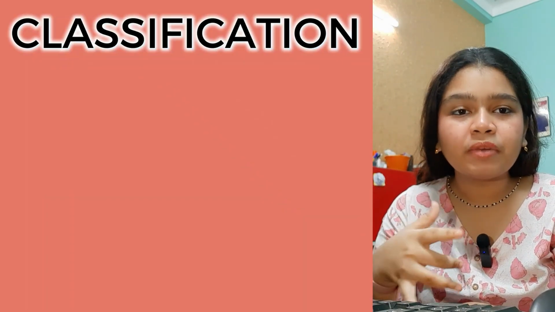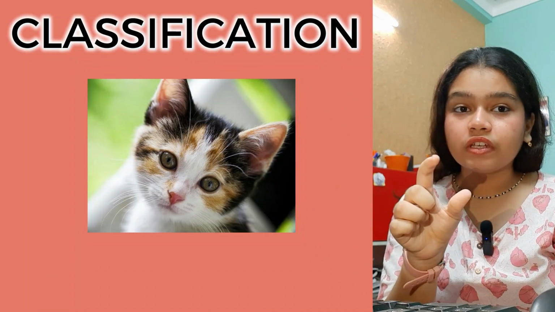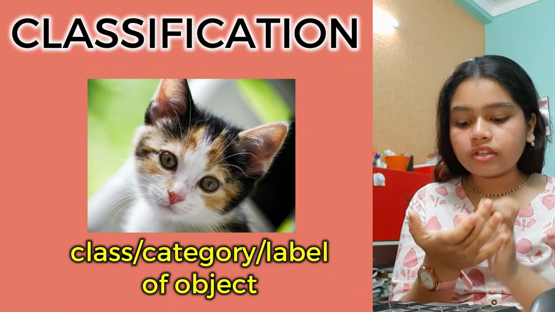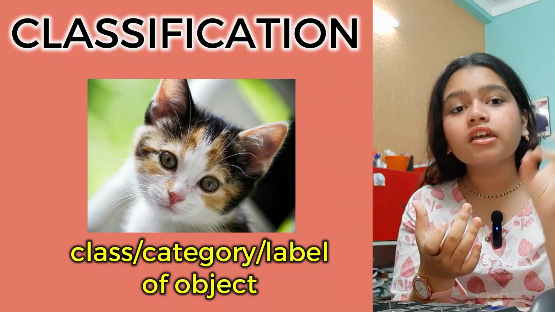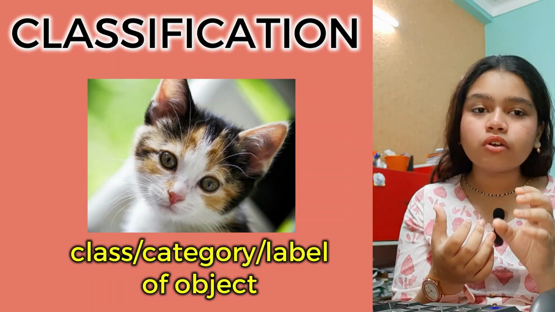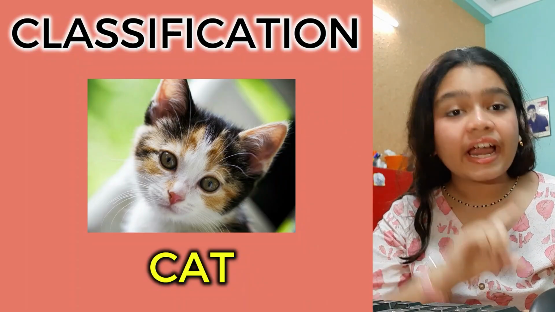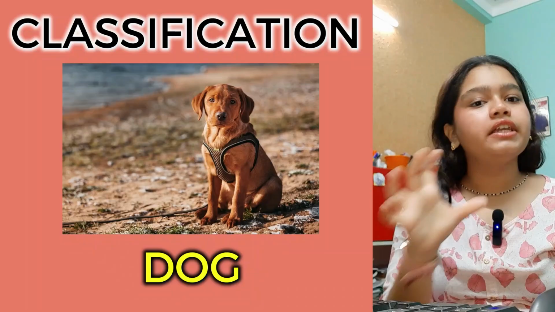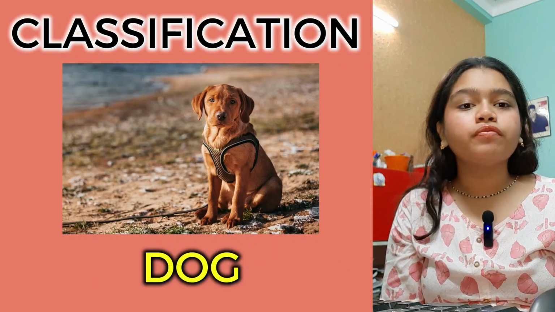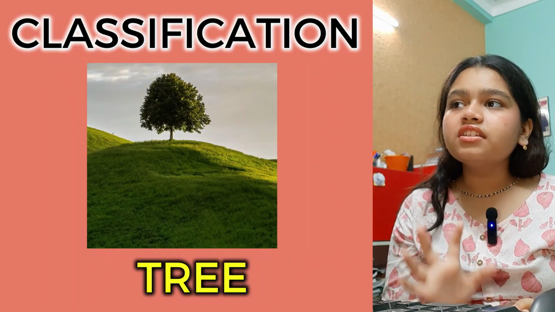So for classification, suppose you give the computer vision application an image of a cat. It sees the input that you have given. It determines the class or the category that object falls into. That object which I have given is a cat, so the category or the class of that object will be cat. So it determines the class or the category of the input image that I have provided. If I give it an image of a dog, it can detect that it is a dog. If I give it an image of a tree, it can detect that the category of this image is a tree. Okay, so this is classification.